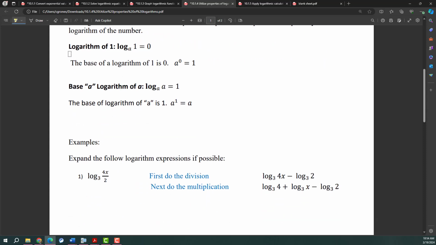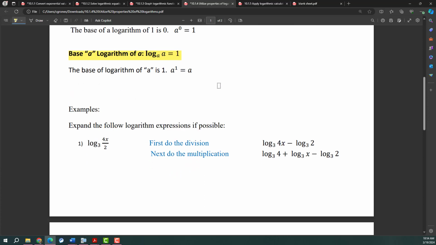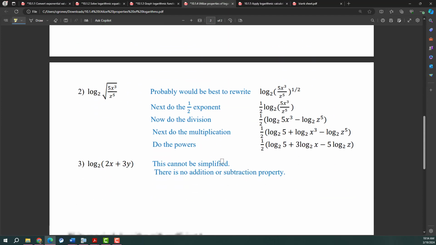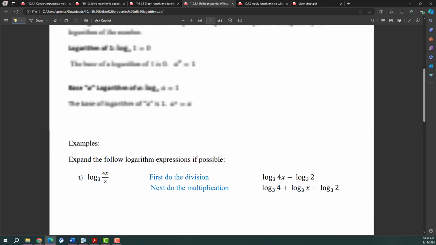The logarithm of 1 is going to be 0. Base a logarithm of a: so if we have log base a of a, that equals 1. And then there are some examples that go through each of these properties.